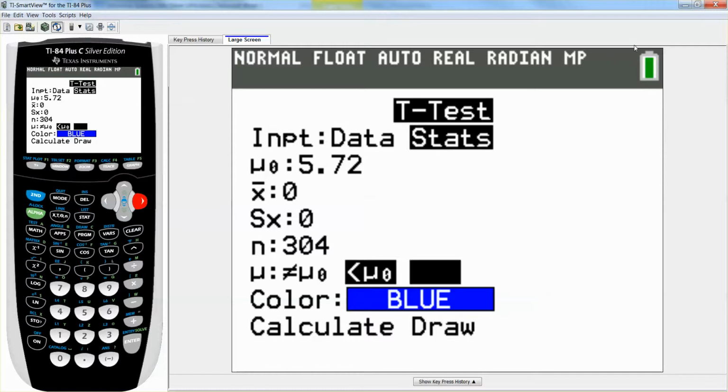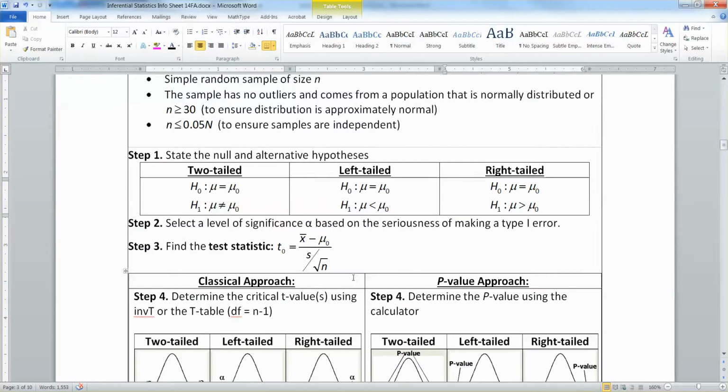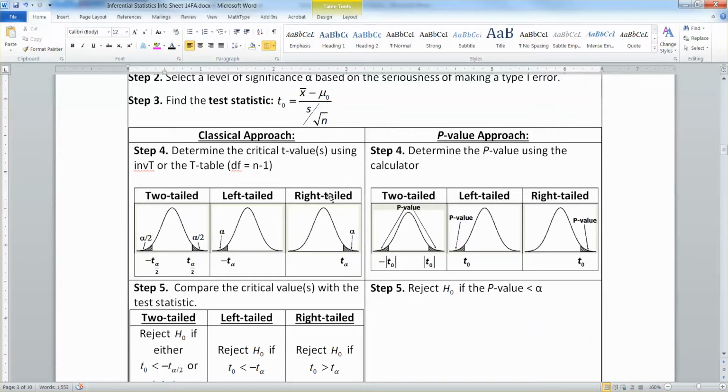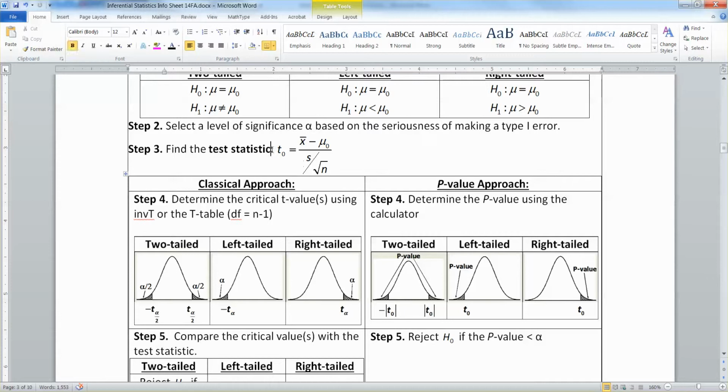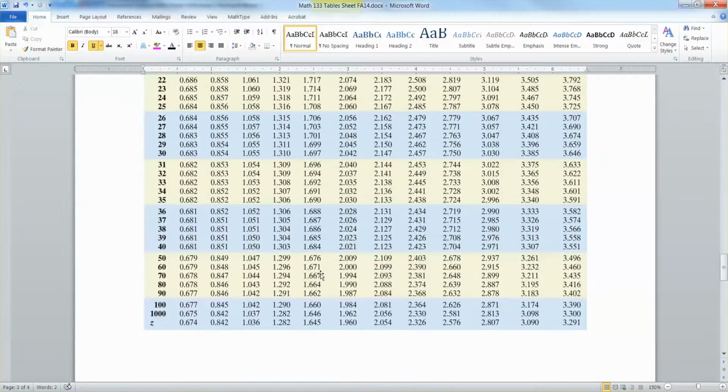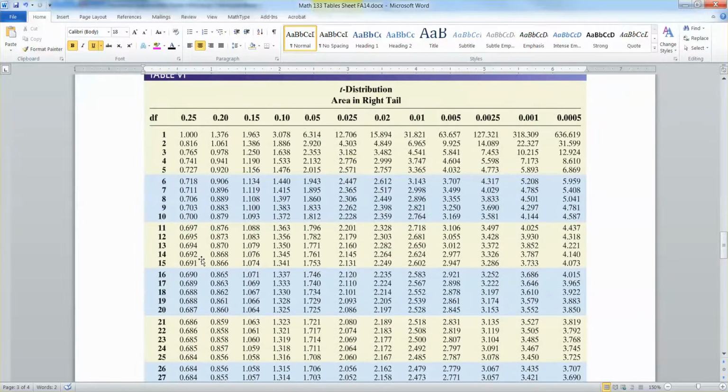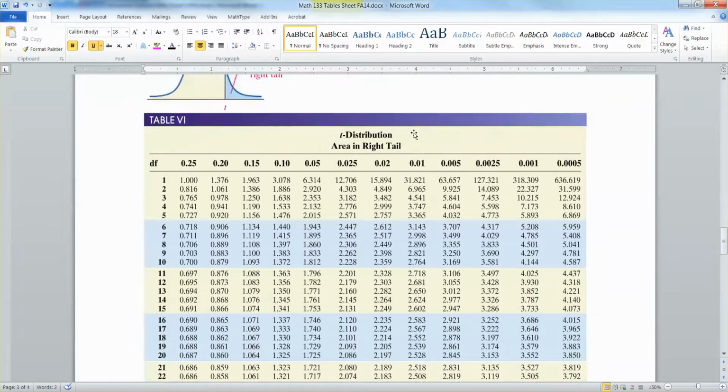All right, so that's how to do a t-test with the calculator. And the calculator will help you find the t0 value. It'll give you the p-value. It'll give you x bar, s, and n. What it won't give you is your critical values directly. You'll have to find those with inverse t, or you could use the t-table if it's a value that's in the t-table with degrees of freedom n-1, and you'll have to figure out the area in your right tail. Or your left tail and just make it negative, right? Because that graph is symmetric.